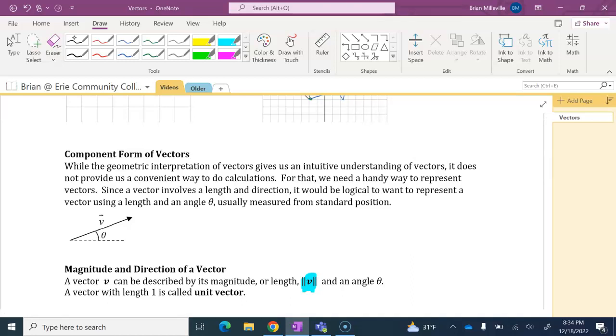One way is to talk about a vector in terms of its length and its direction, its magnitude and an angle. That's one way. When we say standard position, let me just make a note of this here. Standard position would mean based at the origin.